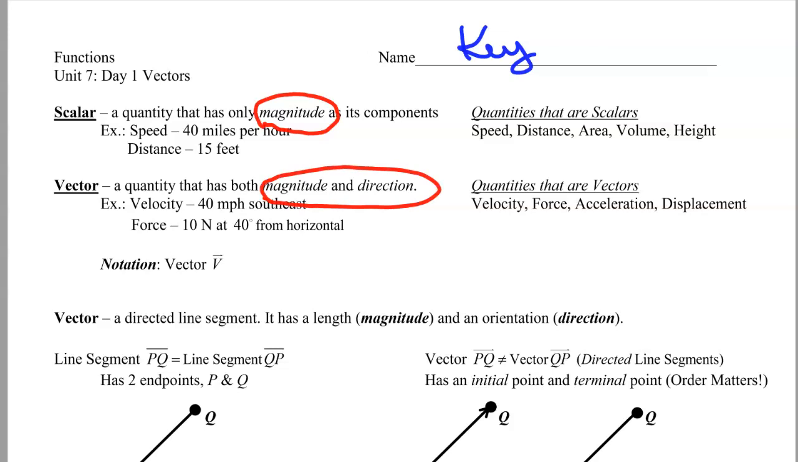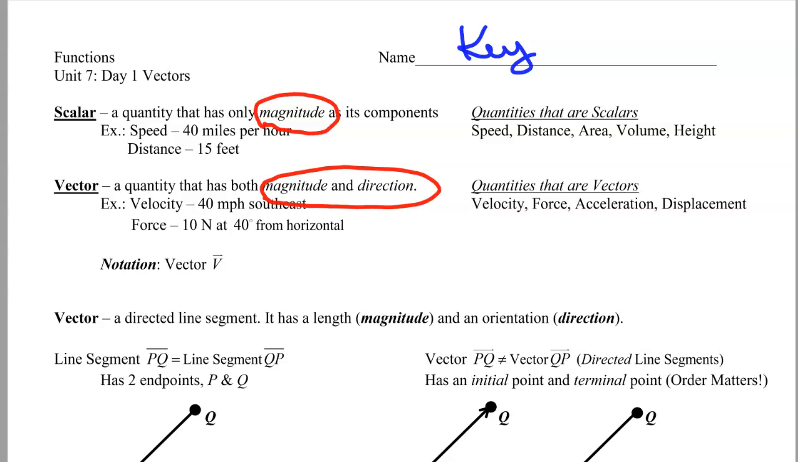A velocity, 40 miles per hour, southeast. A force of 10 newtons at a 40-degree angle. It's not just a number. I mean, there could be units, but a unit is not a direction. When you put a direction like southeast or 40 degrees, that is making it a vector. We're going to deal with vectors for probably the first 3 lessons of this unit.